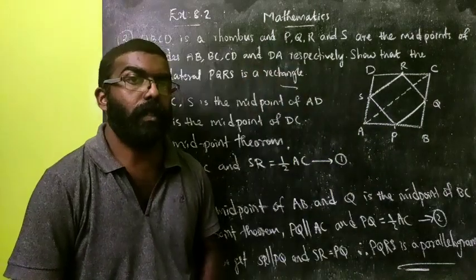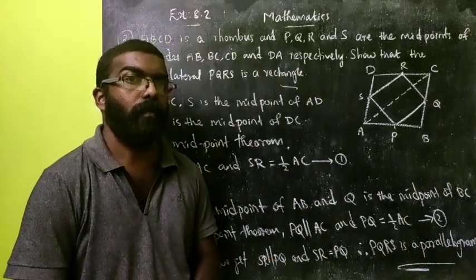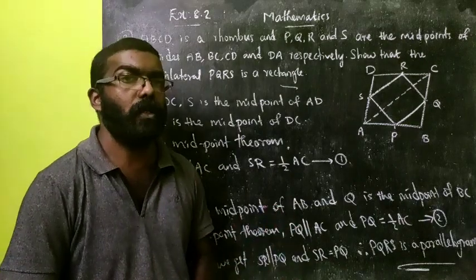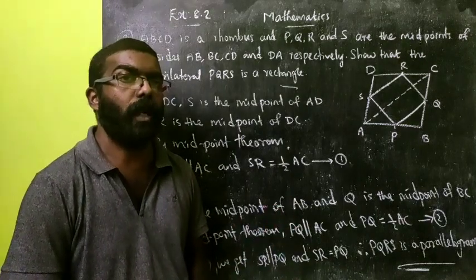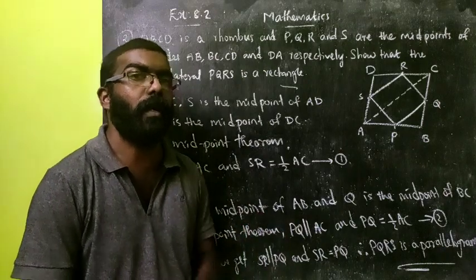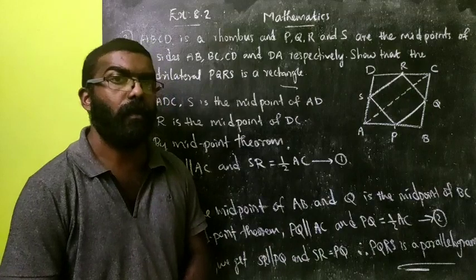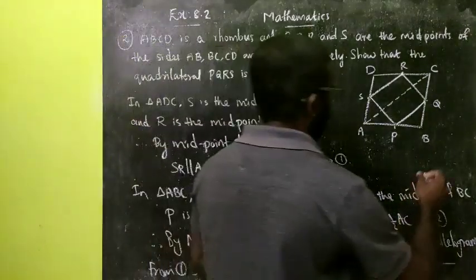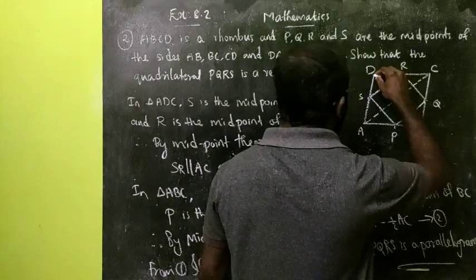Now we have to prove this parallelogram is a rectangle. For that, it's enough to prove one angle is equal to 90 degree. If one angle of a parallelogram is 90 degree, then it becomes a rectangle. So here we can construct one more line. We can join the diagonal BD also.